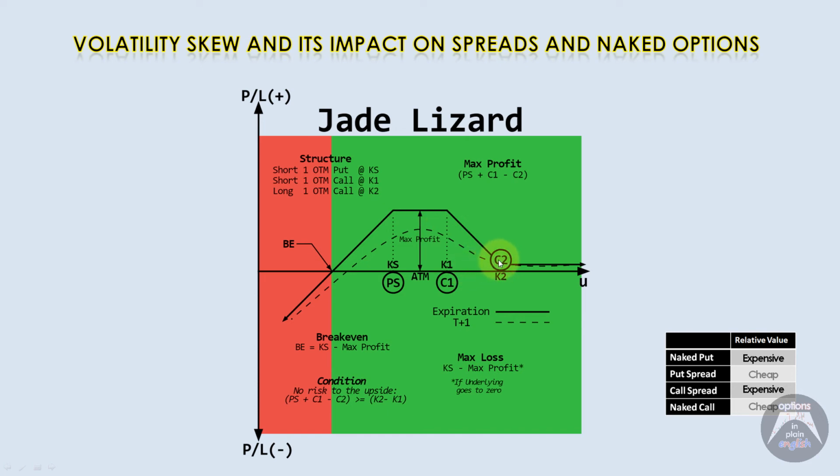beyond the call we bought, because you're just going to lose the money between the C1 and C2, but because the credit is more than the width, you're not going to lose anything. And that way, there is a huge area where you have some profit. Okay, this is the Jade Lizard, and now we're going to take a look at another example.